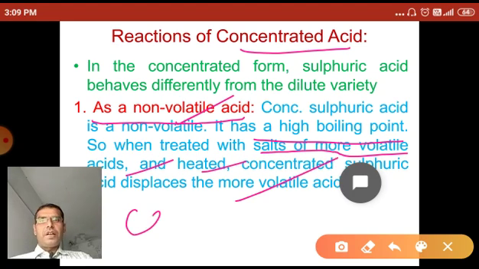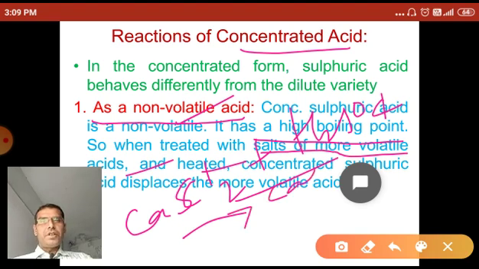So when calcium chloride reacts with concentrated H2SO4, it forms calcium sulfate and displaces the more volatile acid, HCl.